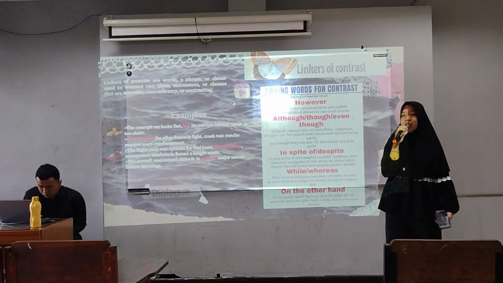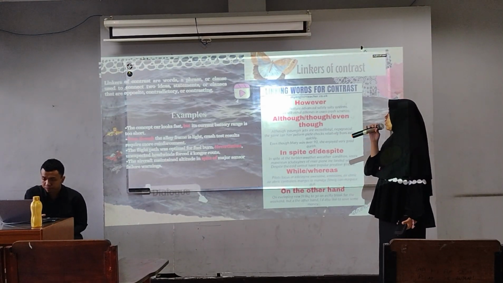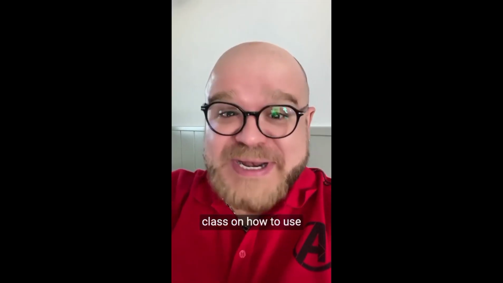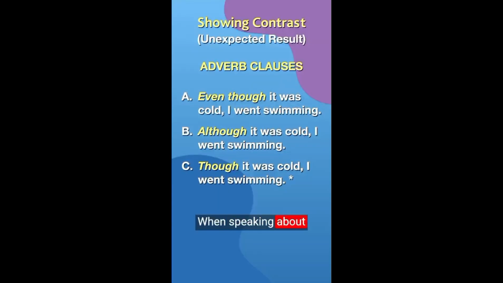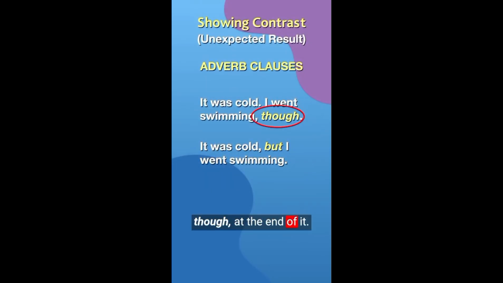To give you a better idea, here is a short video about this topic. Okay, so this is a mini class on how to use contrast linkers in speaking and in writing. To show contrast, we need to make a difference between unexpected results and when we speak about a direct opposite. When speaking about unexpected results, we can use even though, although, or though. Pay close attention to how the punctuation is used. In the case of the last sentence, we can put though at the end of it. It was cold. I went swimming though. The meaning is similar to but. It was cold, but I went swimming. However, though is softer. This usage is very common in spoken English.